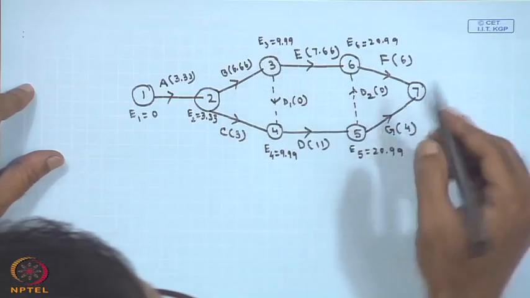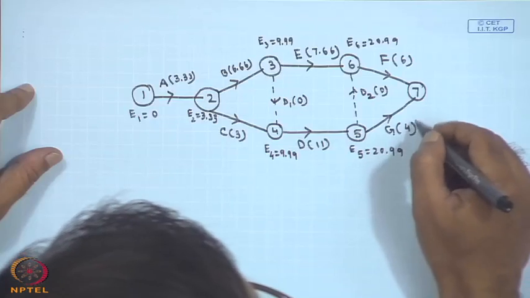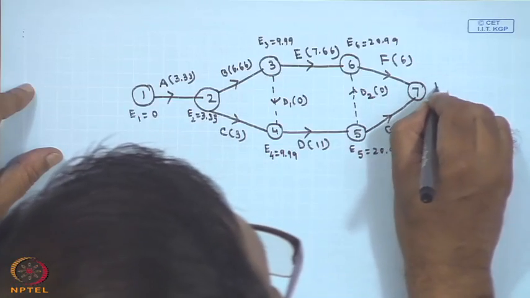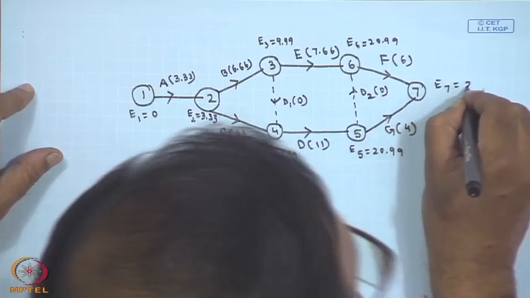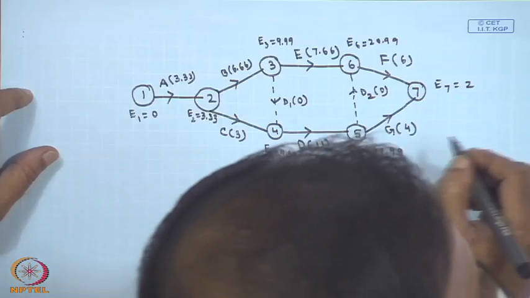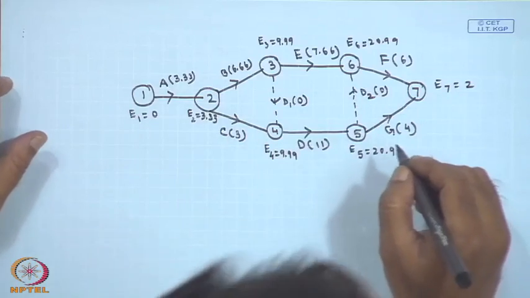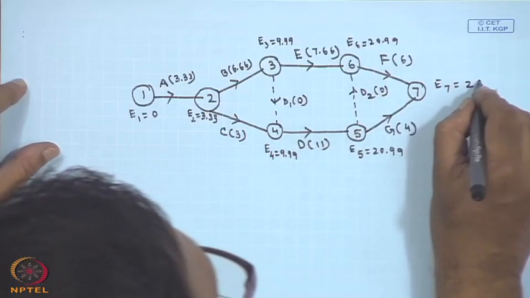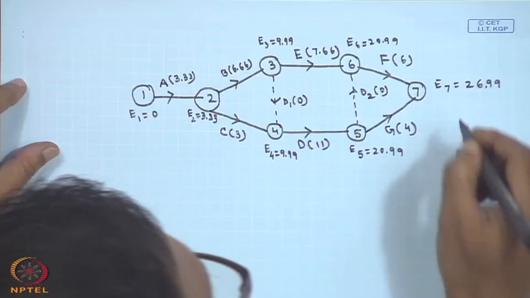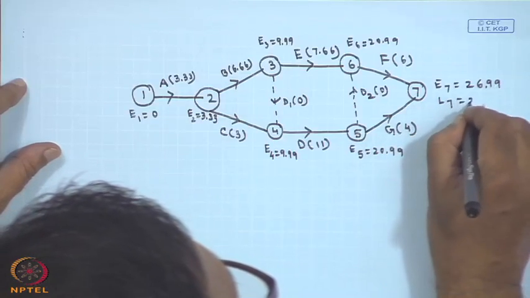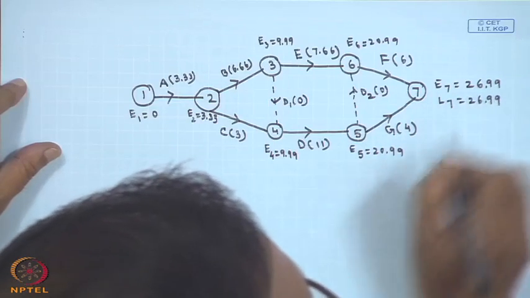Your E 6 will become also 20.99, because 6 is coming on both sides, 9 plus 7 16, here it is 20, and this one will be E 7 will be 24 point, sorry, E 7 will be 24 and here it is 6. So, 26 maximum 26.99. So, your L7 is 26.99.